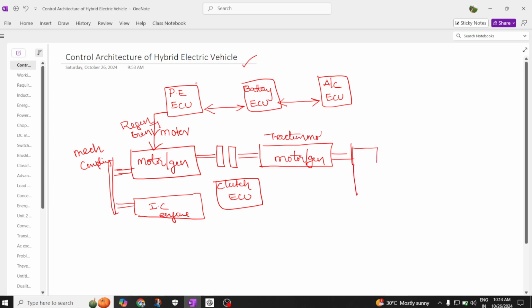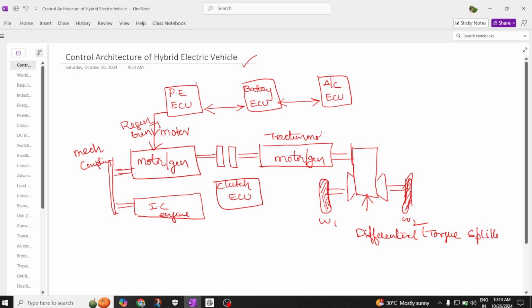From here we are going to have the transmission system, and we are going to have a differential here. So this is the symbol of the differential. From this differential, ultimately we are going to have the wheels of the electric vehicle. So these are the wheels of our electric vehicle, the front wheels, and technically this is called a differential, or a torque splitter, which splits the torque.